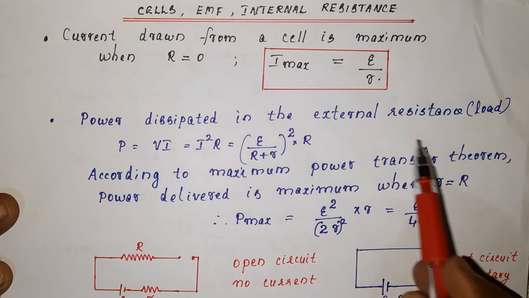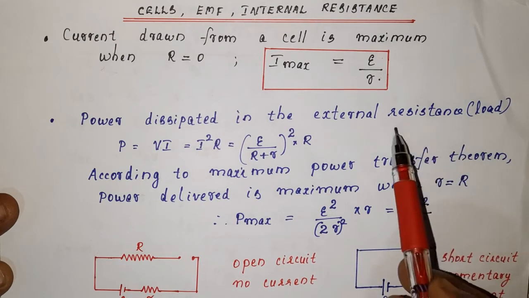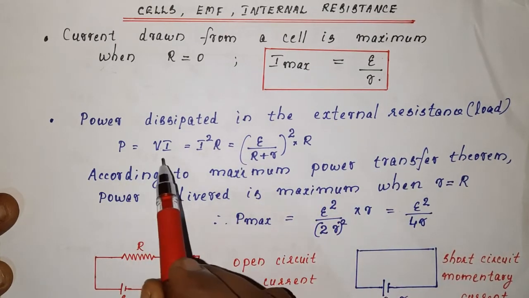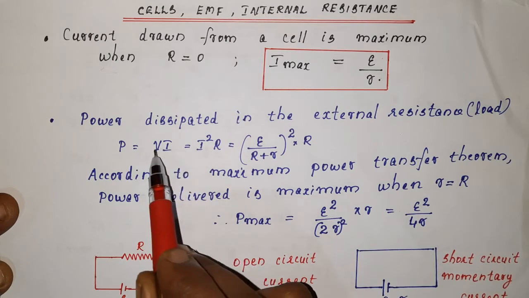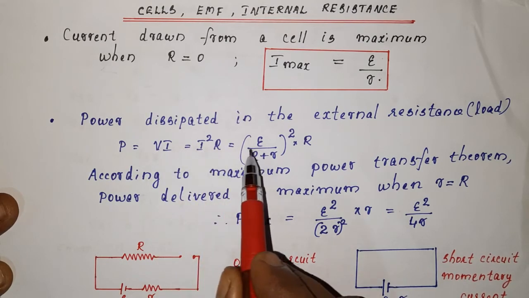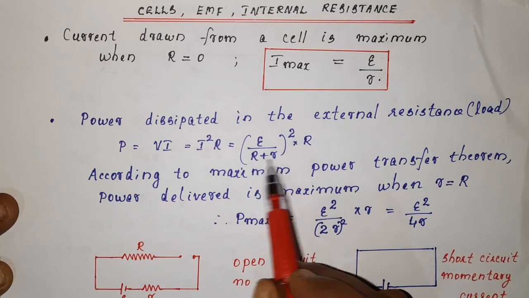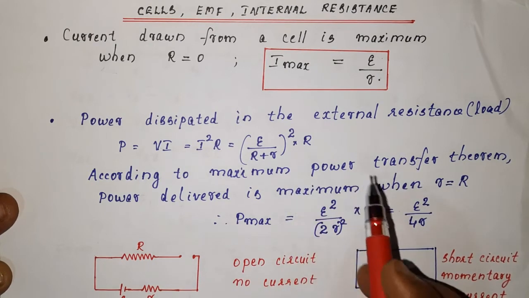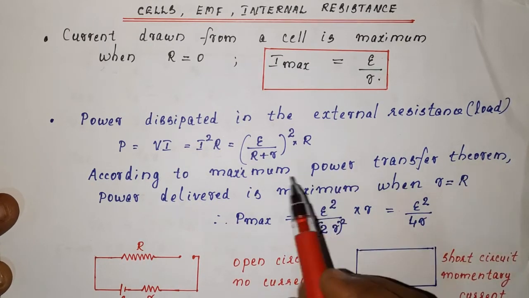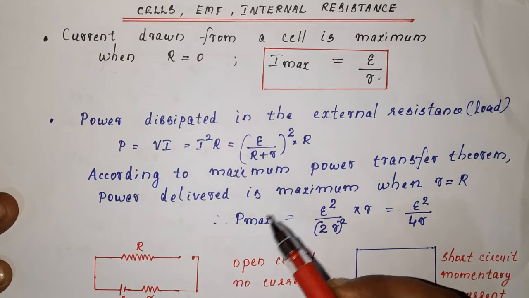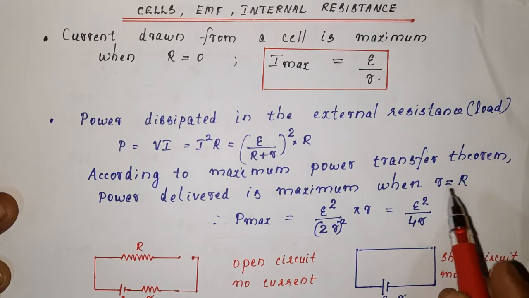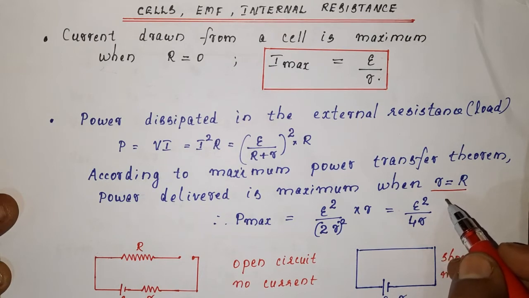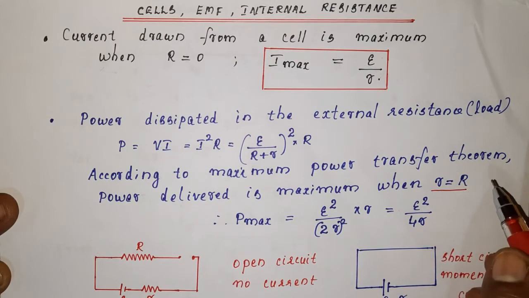Now, the power dissipated in the external resistance, which is also called the load, is P equal to VI, where V is IR. So that is I square R. Substituting, we have epsilon divided by r plus R whole square into R. Now there is a theorem called the maximum power transfer theorem. According to it, power delivered is maximum when the external resistance is equal to the internal resistance.